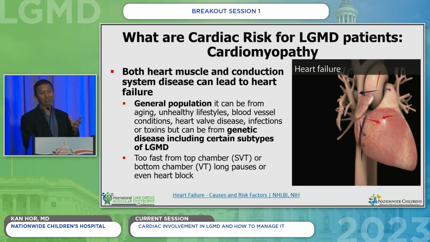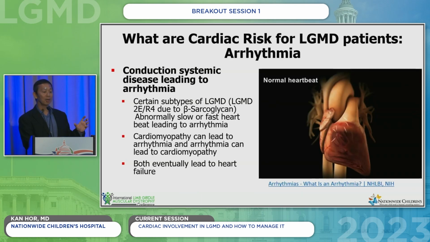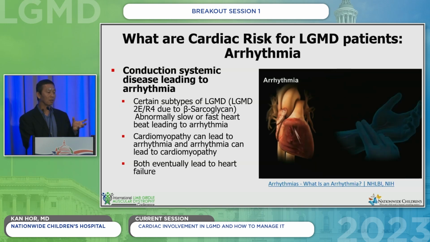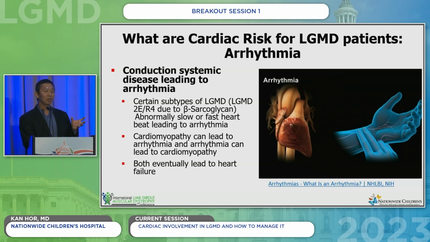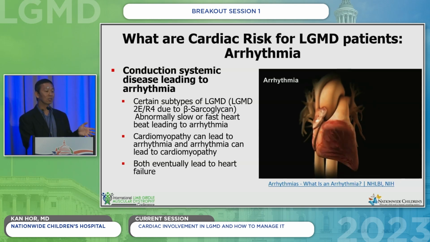And it really eventually leads to your heart not squeezing well. So that's from the heart muscle part. And then you can have what we call arrhythmia, okay? So for example, in LGMD 2ER4, which is the beta sarcoglycan, your heart rate can actually go really fast, and then that can lead your heart muscle to fatigue and then develop what we call heart dysfunction and cardiomyopathy, and eventually lead to heart failure.